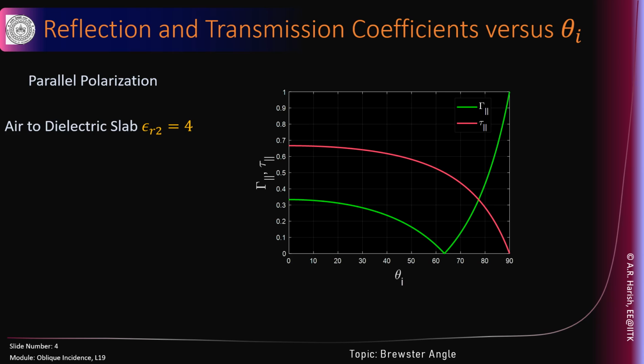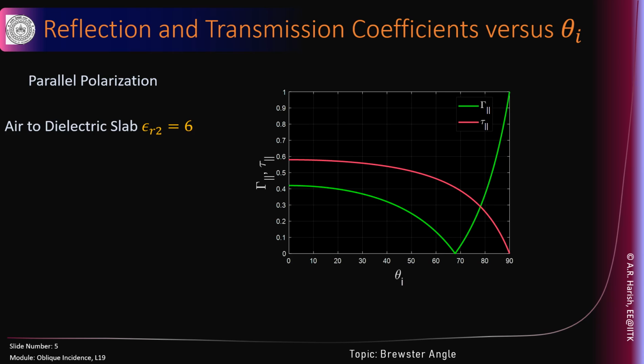What happens when epsilon r2 equal to 6? We have a similar behavior once again. This time, the angle where the reflection coefficient becomes 0 is slightly more than the previous case, and the reflection coefficient at theta I equal to 0 has gone up. In summary, as the discontinuity increases, the reflection coefficient when the wave is normally incident, which corresponds to theta I equal to 0, increases.